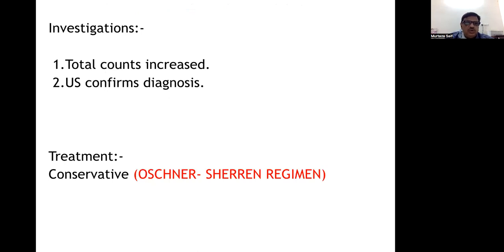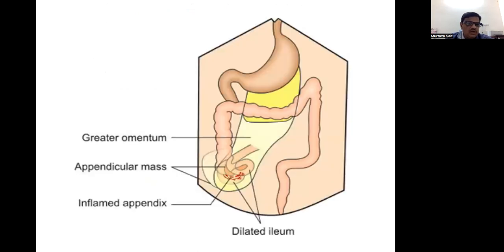Investigations, total count and ultrasound to confirm diagnosis. Treatment is conservative, Ochsner-Sherren regime. We give antibiotics and keep the patient NBM. This picture shows the appendicular mass: greater omentum, inflamed appendix, dilated ileum. They form a mass in the right iliac fossa.